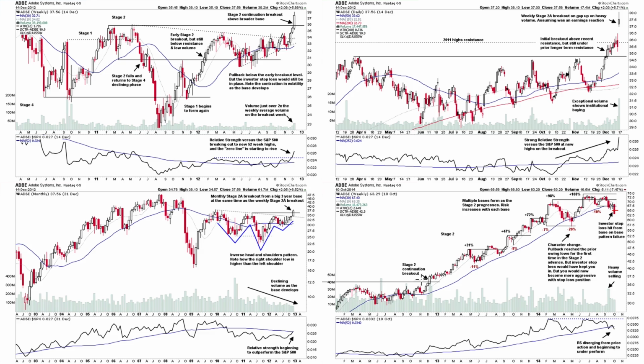So now let's look at the stock and how it did as it went through its stage 2 advance. This is the same point here as we've got up on the left chart here. So that's the stage 2 continuation breakout, and that's the same bit here. So this is the right shoulder, and this is the right shoulder.